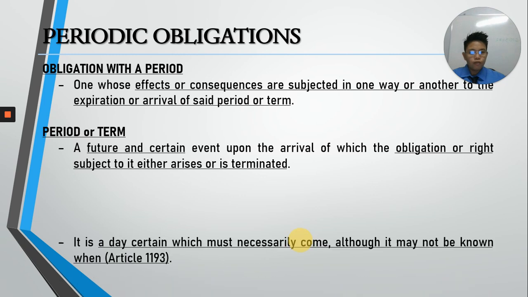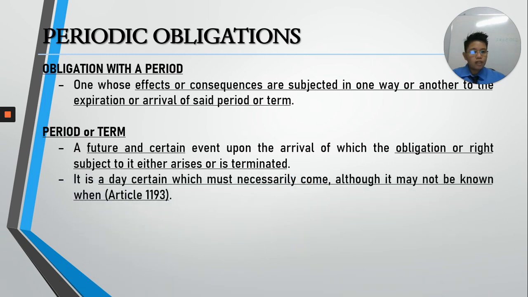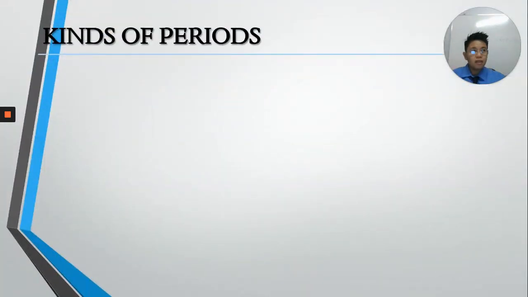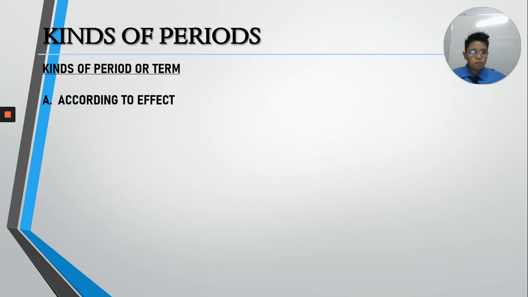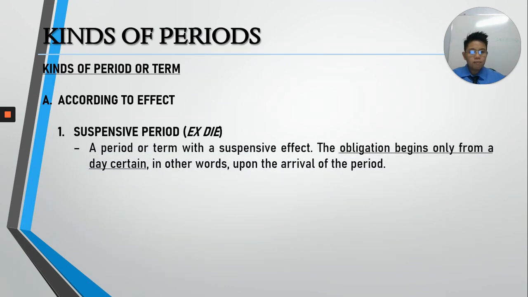So please take note of a day certain. So it must necessarily come, although it may not be known when. Kaya nga, period siya, class, kasi darating at darating. It's just a matter of time, maybe alam mo, maybe hindi. So anyway, the kinds of periods according to effect, yung suspensive period or ex die, ibig sabihin, this is a period or term with a suspensive effect, meaning obligation, wala muna siya ngayon, but the obligation will begin after the arrival, only from a day certain.